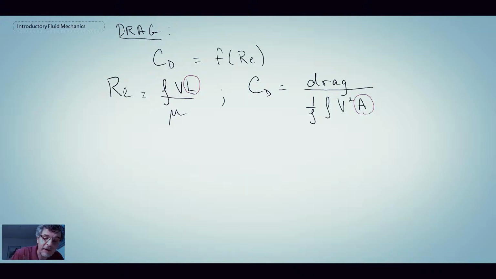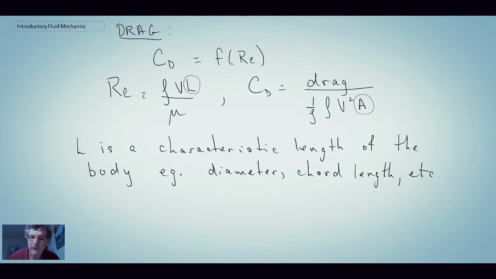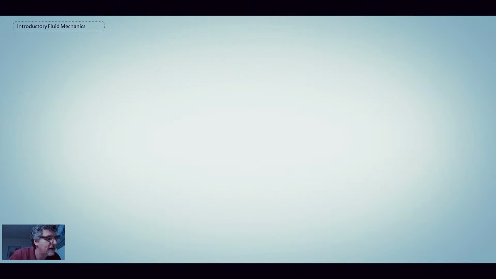So to begin with, the length in the Reynolds number is some characteristic length of the body that is being investigated. Examples could be the diameter, or it could be the chord length if you're looking at an airfoil. The main thing is whenever you're using experimental data and drag coefficients, make sure you know what the characteristic length is that they have been using for their experiments. The other thing is the area that is in the drag coefficient. So let's take a look at that.